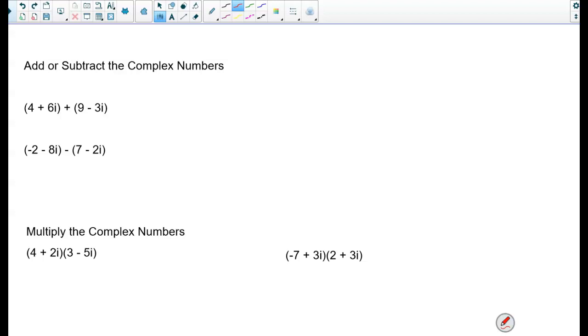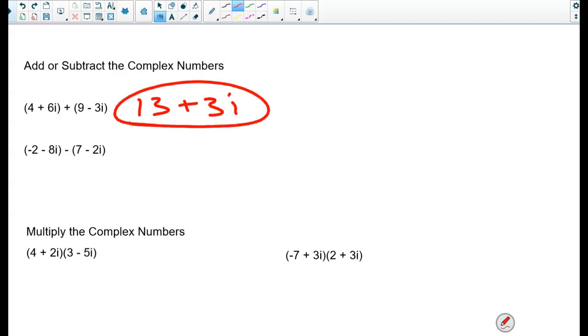Adding and subtracting complex numbers is pretty basic. For adding, we're combining like terms. 4 and 9 is 13. 6i and negative 3i is 3i. That's the answer. When you're subtracting, my advice is to copy the parenthesis over and distribute the negative. Negative 2 and negative 7 is negative 9. Negative 8i and 2i is negative 6i.